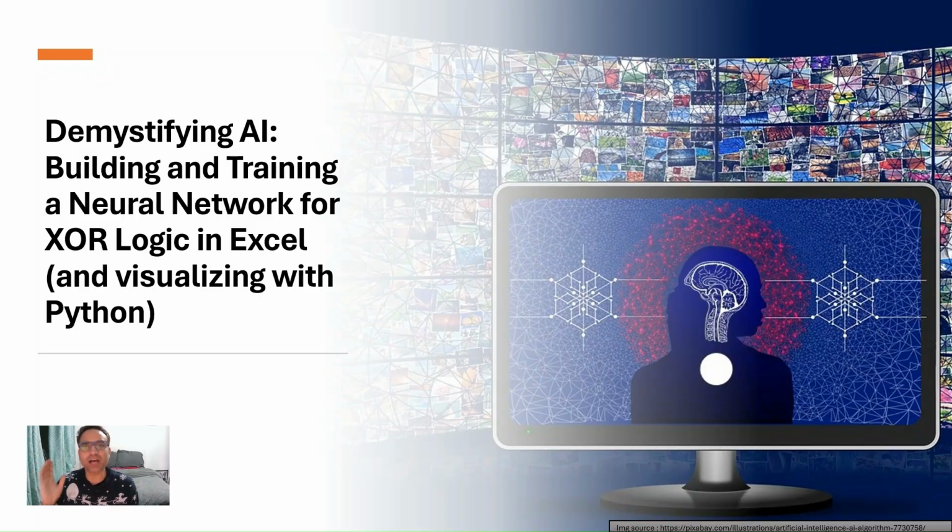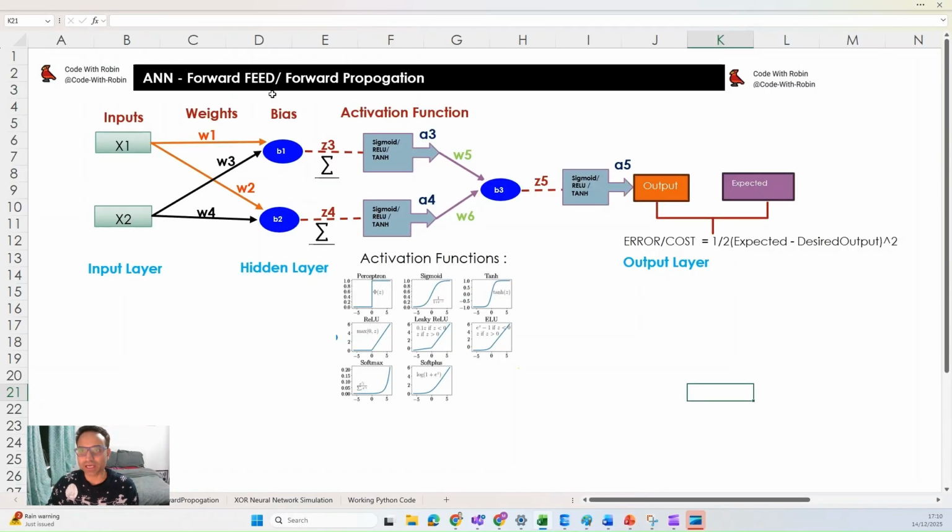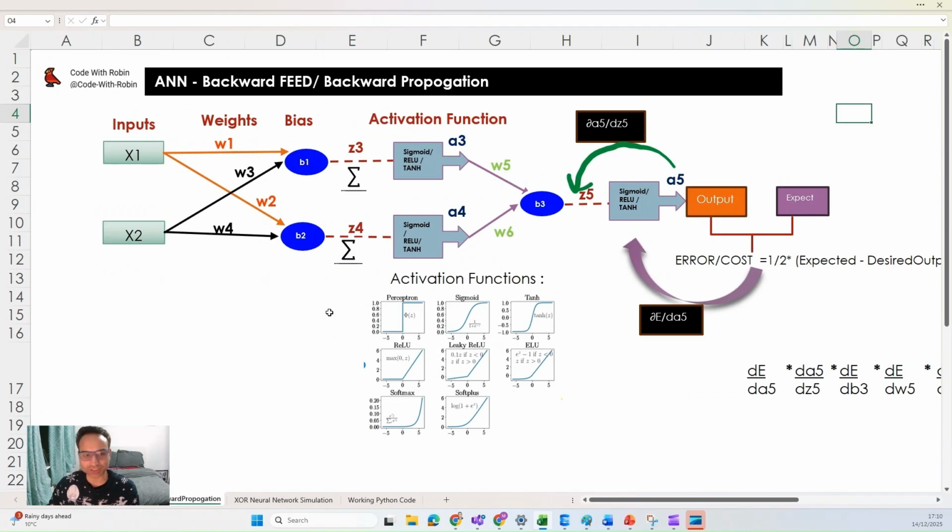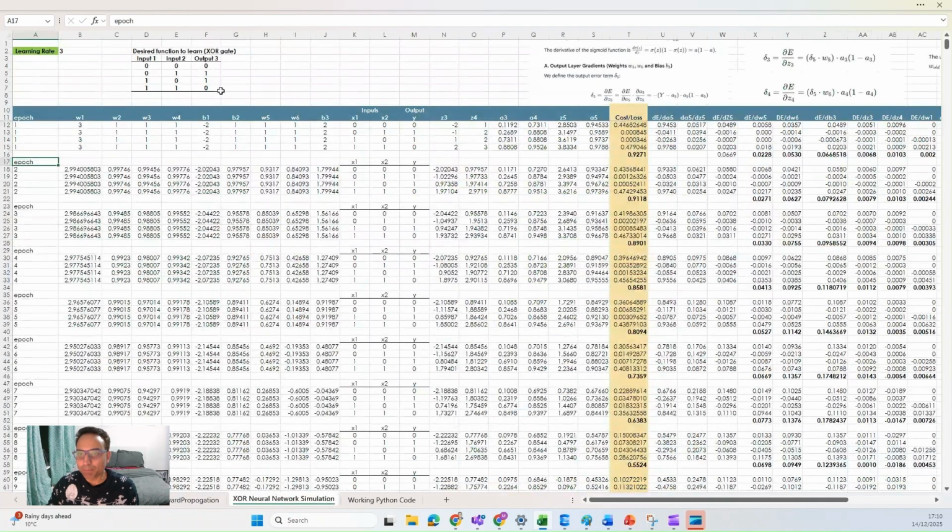Hello everyone. I have built and trained an artificial neural network for XOR logic in Excel from scratch and shown the visualization using the Python code. If you see on my screen, I'm starting with the forward feed or forward propagation. While most people use complex libraries for this, I have built the whole mechanics from scratch in Excel to make every calculation transparent. This approach provides a unique step-by-step view of how forward as well as backward propagation actually works and the complete mathematics which is involved in it.